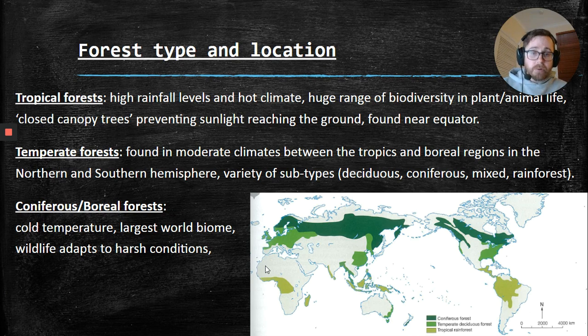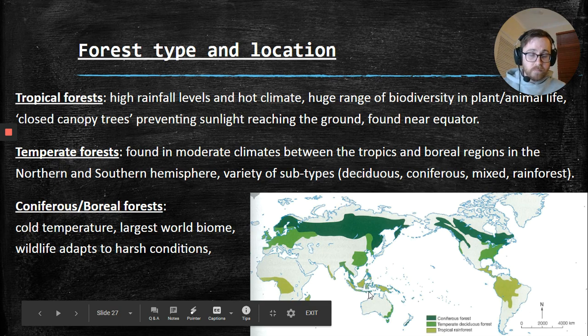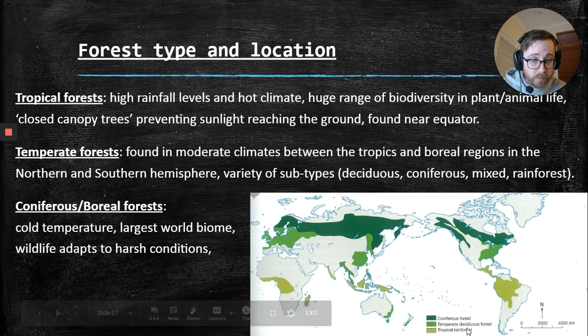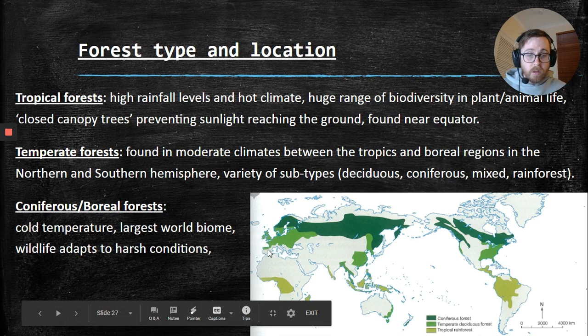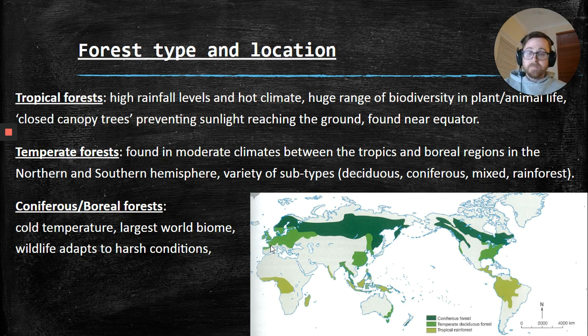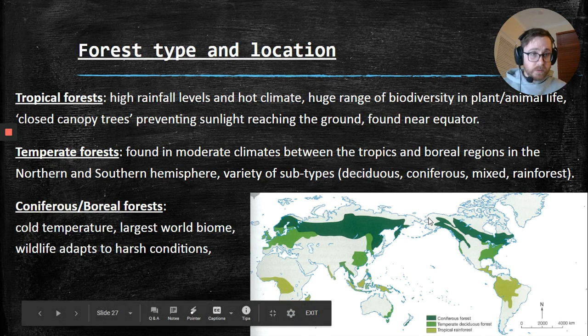Temperate forests are found in moderate climates between the tropics and the boreal regions in the northern and southern hemisphere. So basically, they are found not in the middle, not at the top, not at the bottom. They're just in that kind of mid-tier range. So you can see temperate ones, we're looking for that light green. You can see some in North America, you can see some in China and Europe. And temperate forests have got a bit of variety to them. That's why they are the four-season forests, because a temperate forest could be deciduous, coniferous, mixed, or you can even have a temperate rainforest, which is what we have down here in Australia.